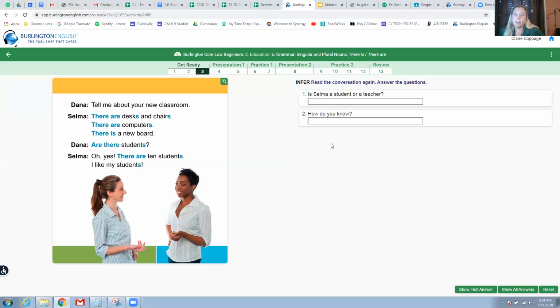Now we're going to read the conversation again and answer the questions, okay? Tell me about your classroom. There are desks and chairs. There are computers. There is a new board. Are there students? Oh yes, there are 10 students. I like my students.